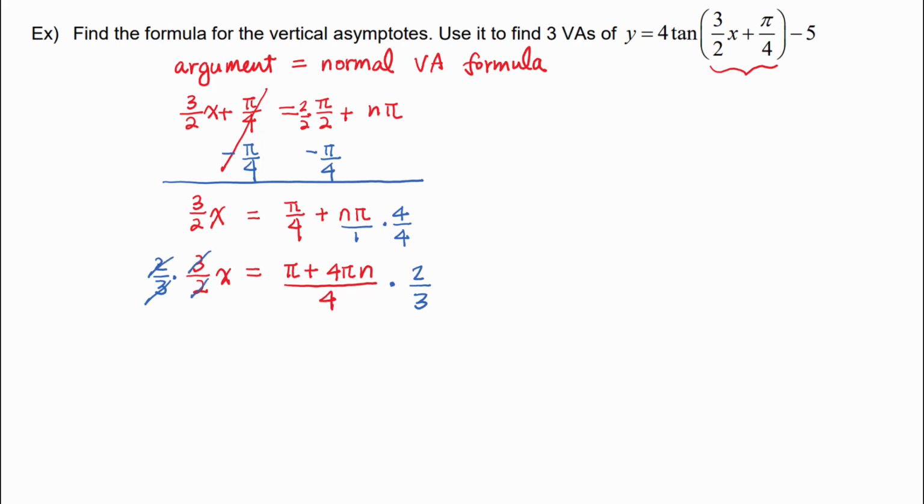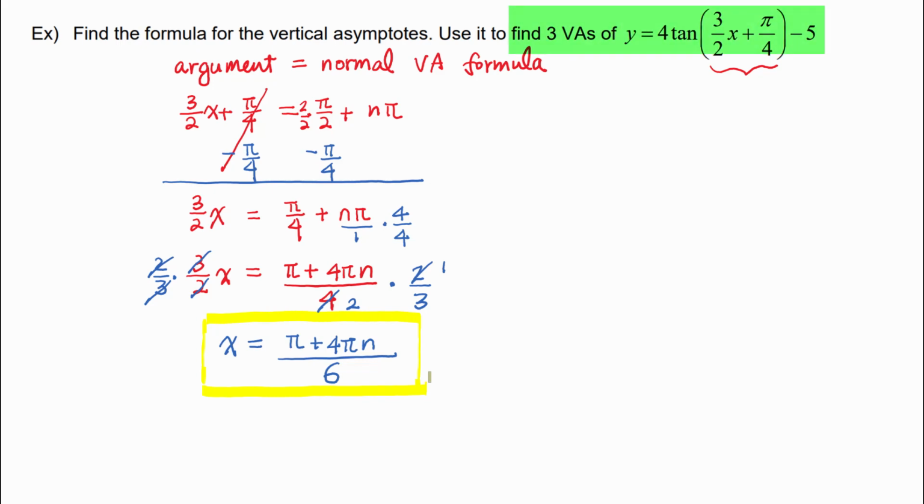So then it all cross cancels. 2 goes there once, 2 goes there twice. So my new formula is x equals pi plus 4 pi n over 2 times 3, which is 6. So I found the new formula for my equation given.